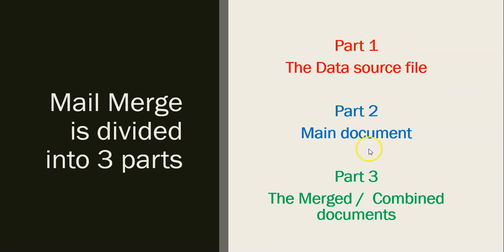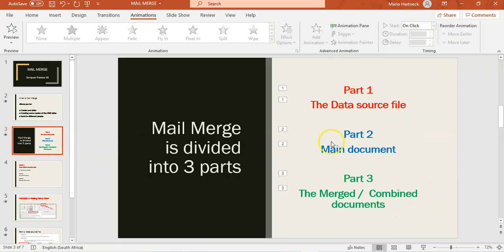So these three parts are connected with each other, because in the third section you will not be able to merge your document if you do not have a main document, and you will not be able to merge if in your main document you did not insert data fields or merge fields. So the three parts are separate, but they are connected with each other. You can't do mail merge if you haven't done all three parts.